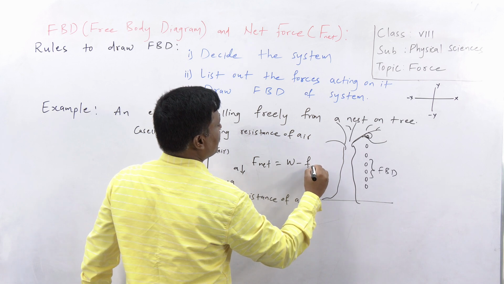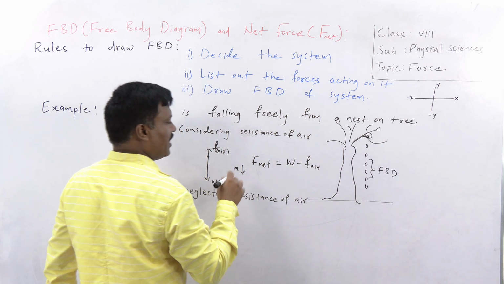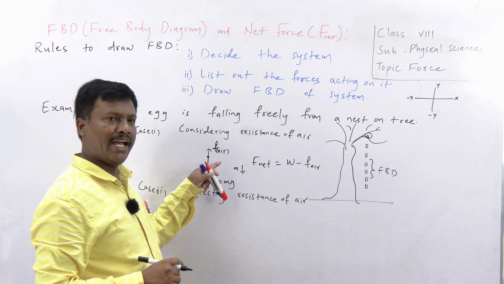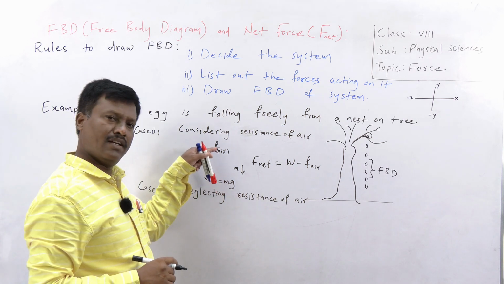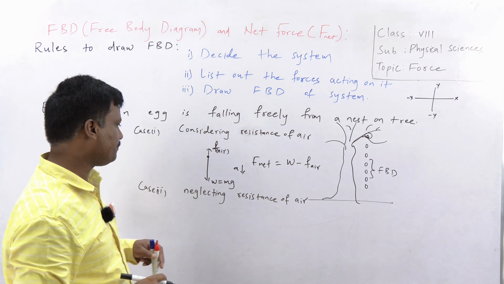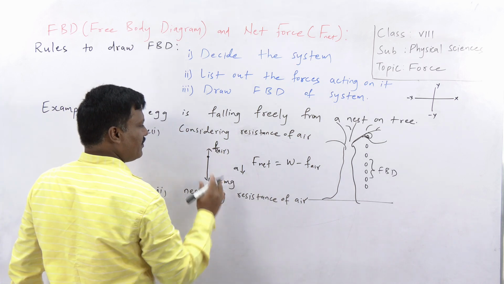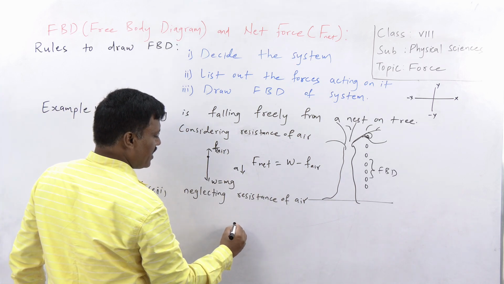Gravitational force minus frictional force of the air. That is why the egg, okay, this egg falling freely. Okay, we are neglecting the resistance of the air. If we imagine there is no frictional force of the air, then how will be the free body diagram?